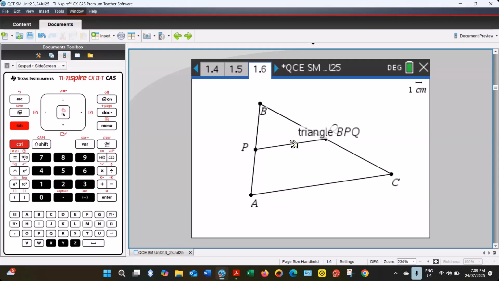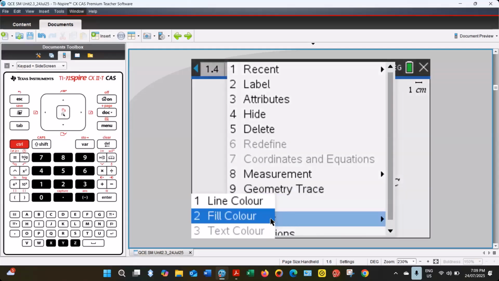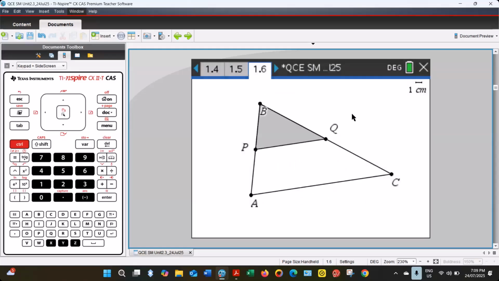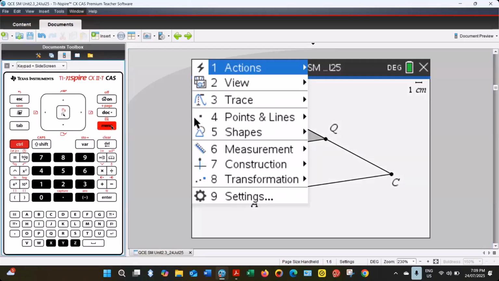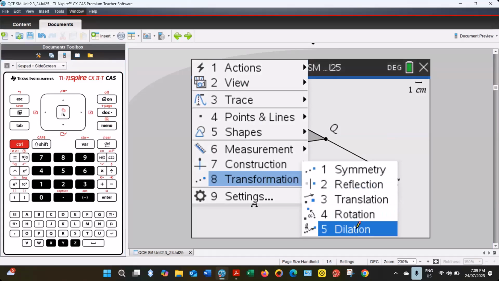Once again, I'm using the context menu, Control-click on the handheld, and Color. I'll choose a fill color. I might do a gray. Now I'm going to use the transformation tool to verify that triangle PBQ is similar to triangle ABC with a scale factor of 1/2. So I'm going to go Menu, Transformation, and Dilation.